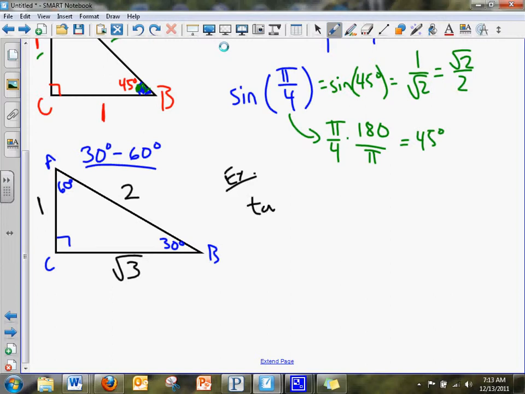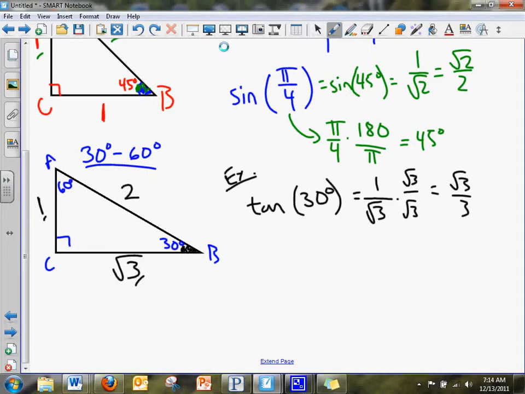Okay, so if I say what's tangent of 30 degrees? Tangent of 30 degrees, so here's my reference angle. It has to be this one. Tangent of 30 degrees is going to be 1 over square root of 3. So that was the opposite side divided by the adjacent side. And rationalize this denominator. Multiply the top and the bottom by square root of 3, square root of 3 over 3. Alright?